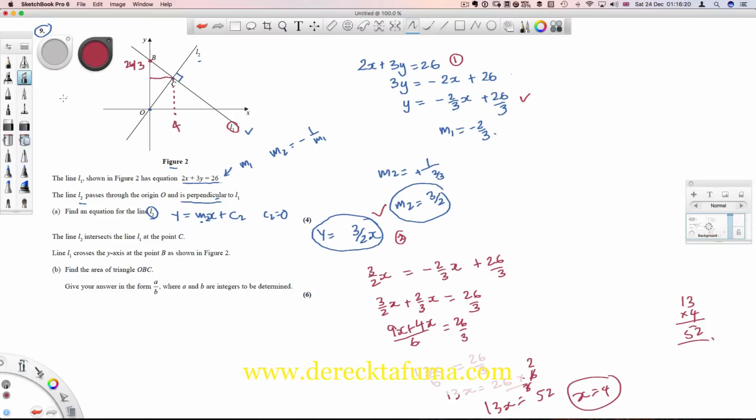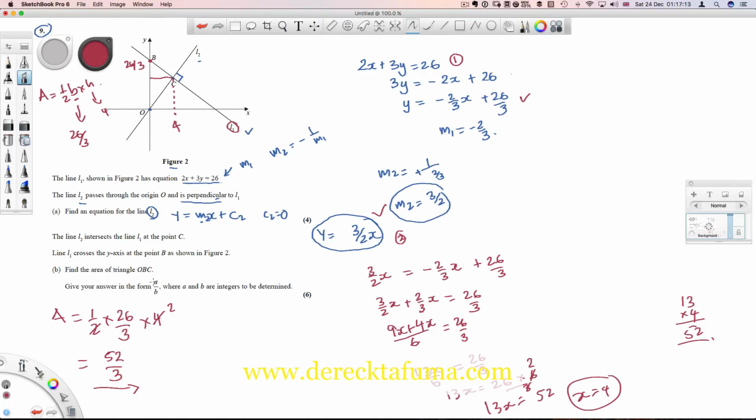So that's 4. So we know that the area for a triangle is half base times height. The base is 26 over 3 and the height is 4. So area is half times 26 over 3 times 4, which is going to give us 2 into this is 2, 52 over 3 is the area.